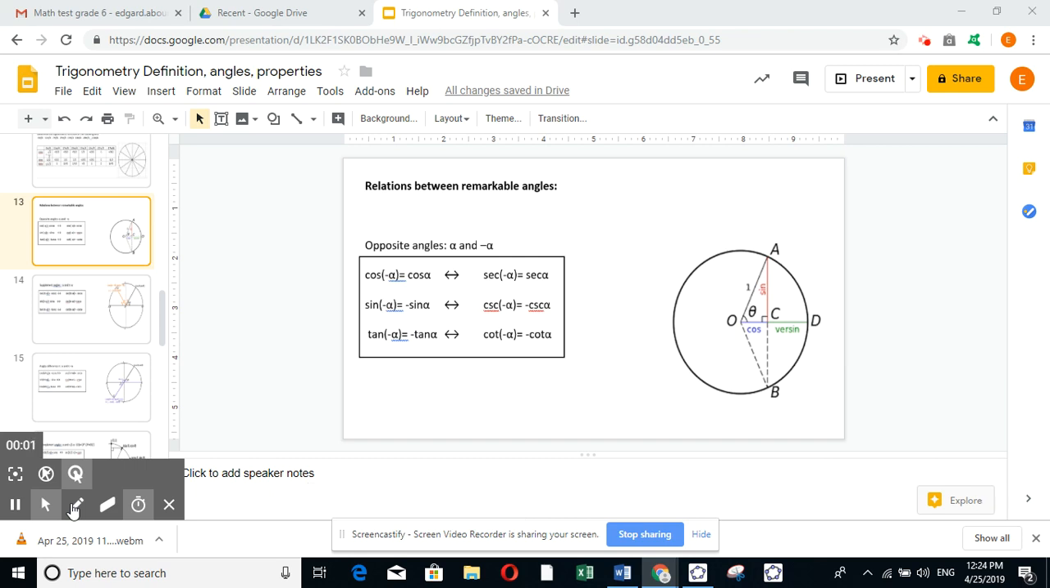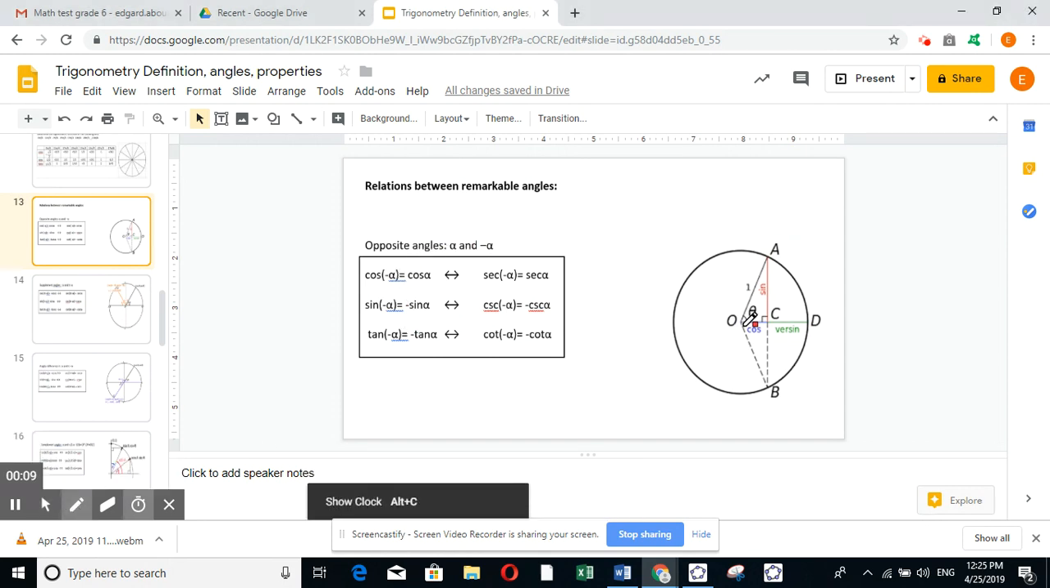Hi again, we're in the third video. We're going to talk now about the relation between remarkable angles. First of all, the relation between alpha and minus alpha.